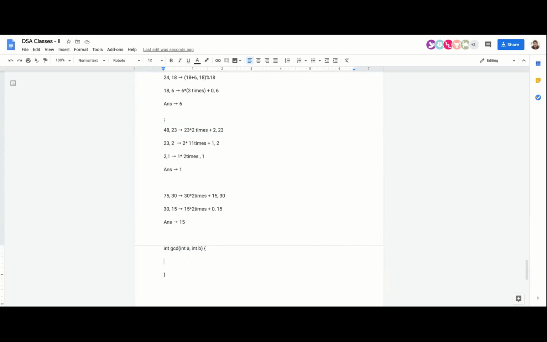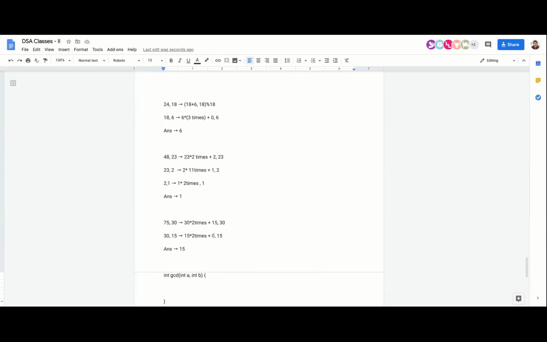So what we were doing here, let's say this is my a, this is my b. So can I write if a % b double equals to 0? So this is the terminating condition.